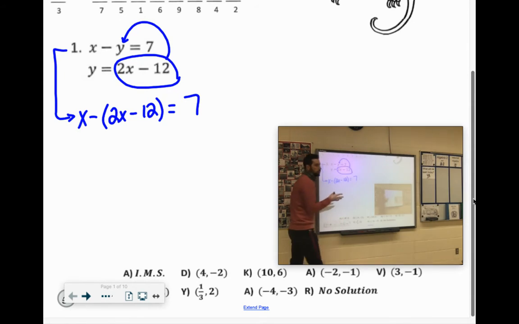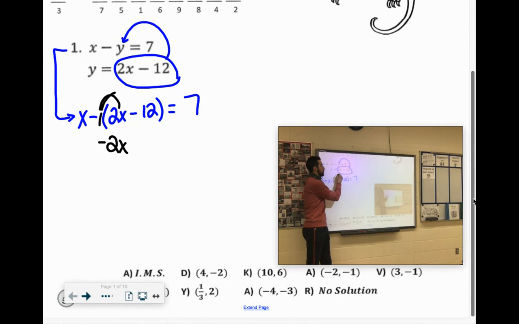So here's why this is weird. We have this subtraction on the outside, so we basically have to change both of these signs. It's like we're distributing a -1, right? So step one is to distribute. If we did -1 times positive 2x, it would be -2x. And if we did -1 times -12, it would become positive 12. So that's the tricky part.